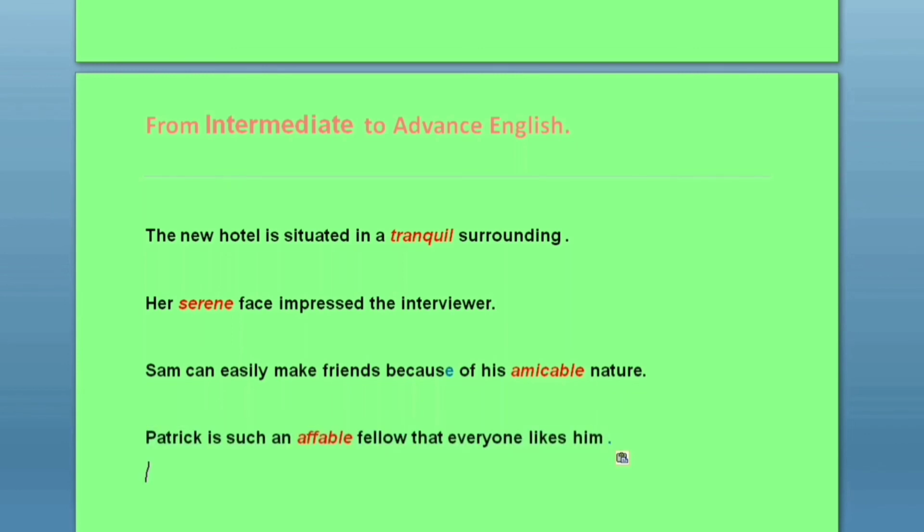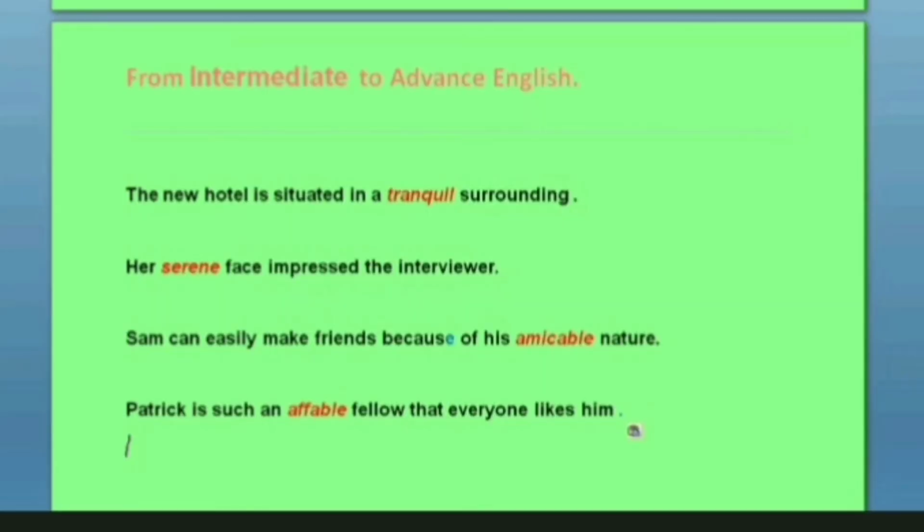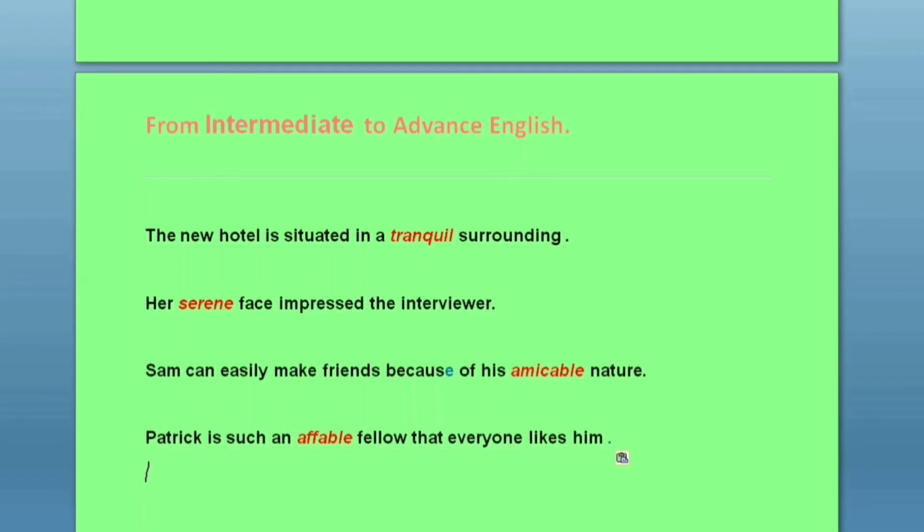So up next we have another important word, that is amicable. As I mentioned, you can replace friendly. As you see, the way to use it is like this. We can use: Sam can easily make friends because of his amicable nature, right? Another option we have is affable. So we can also use affable. As you see the example, Patrick is such an affable fellow and everyone likes him. That means he is quite a friendly guy.